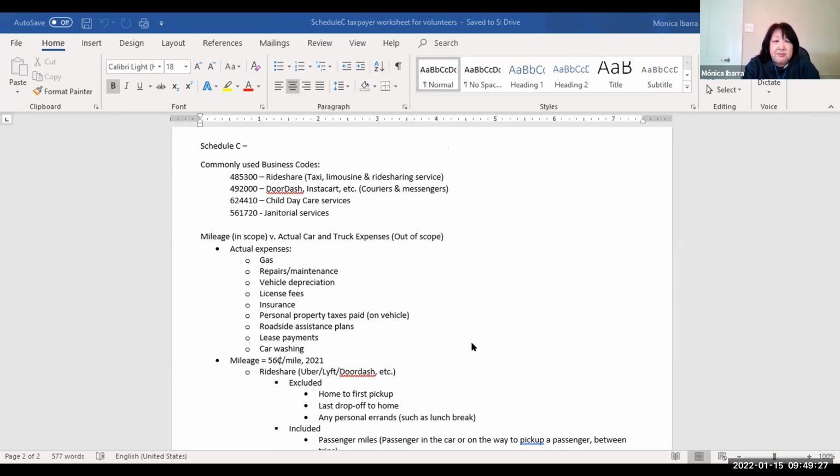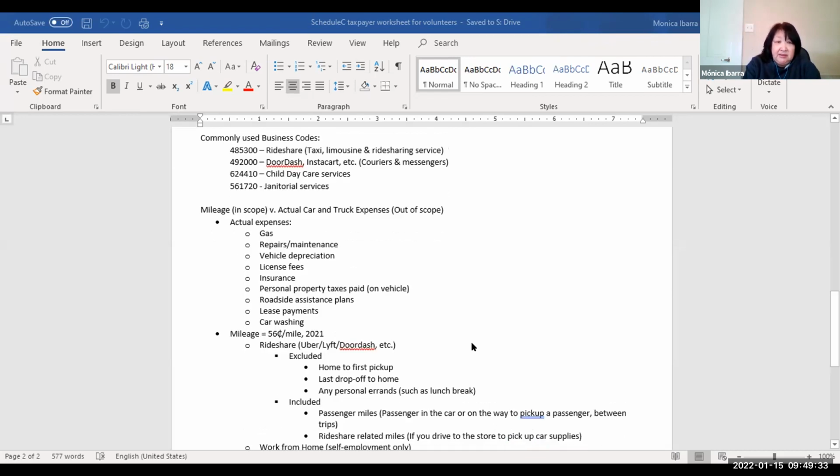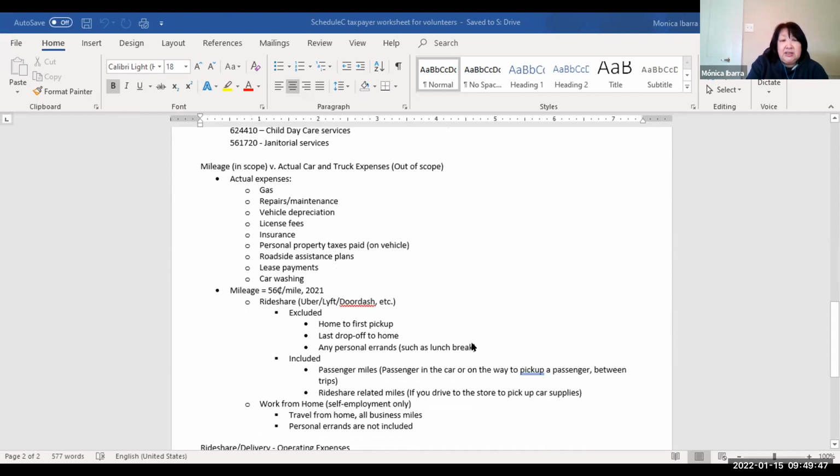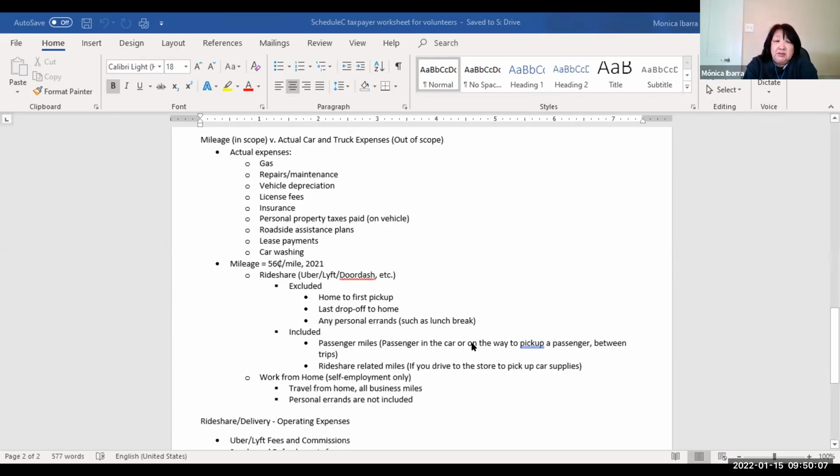So we've got the commonly used business codes. These are all the IRS codes, for rideshare, for DoorDash and Instacart, child care, and janitorial services. I didn't put construction on here. I should put that on there. Mileage. Actual expenses are listed so that you know what you cannot include: gasoline, repairs on your vehicle, depreciation, insurance on your car, things like that. Those are all things that cannot be included in expenses because that is included in mileage. It's either actual expenses or mileage, and we are only allowed to do mileage.